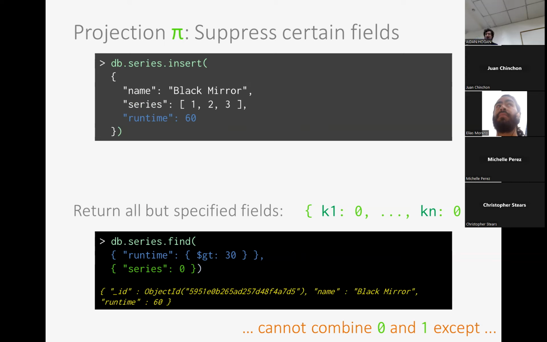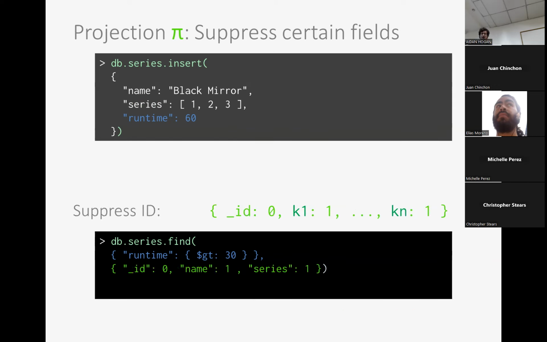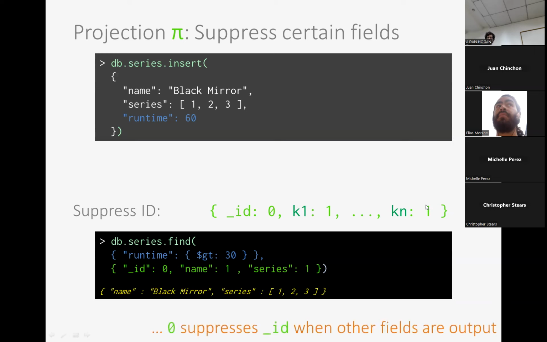To be able to remove the ID. Yeah. So we can use ones, and then we can suppress the ID with 0. This is the only case where it makes sense to have zeros and ones. The ID is returned by default. If we want to get rid of it, we use ID 0, and then we can use ones for all the other stuff. Okay, so 0 suppresses ID when the other fields are output.